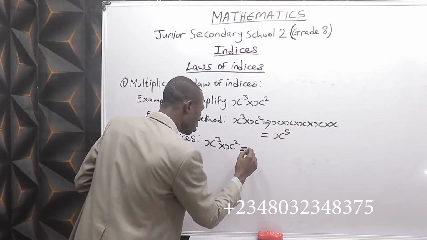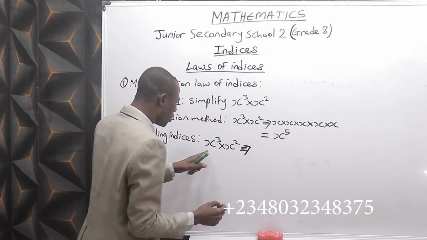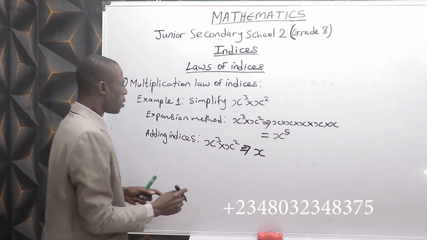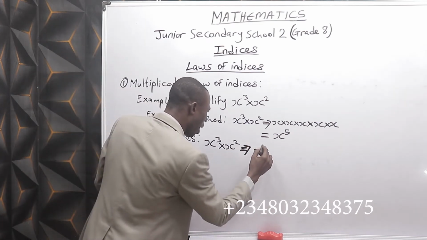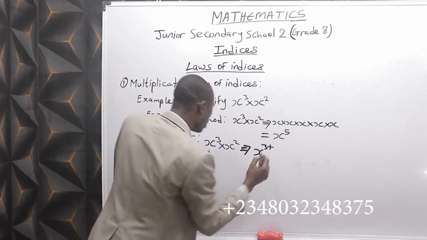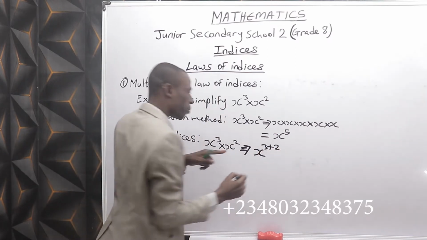That is, one of these bases, choose it. Since they are the same, I choose one. Now the power on this we add to the power on the other.